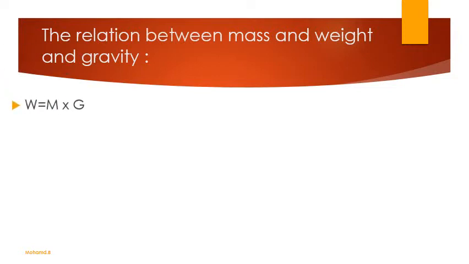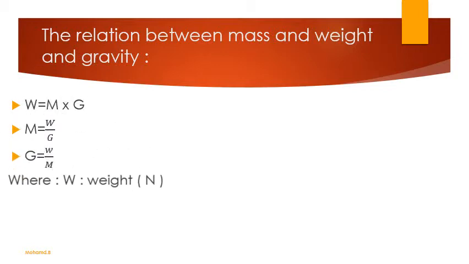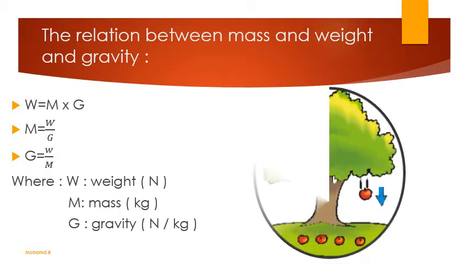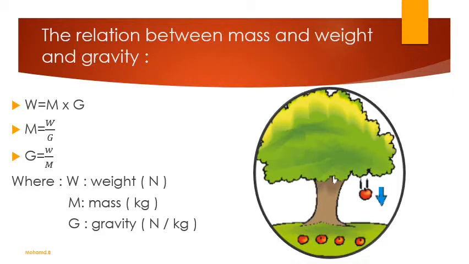Finally, we will deduce a relation between the mass and the weight and the gravity. Weight equals mass times gravity, while the mass equals weight over gravity, while gravity equals weight over mass, where W is the symbol of the weight, and the weight is expressed in Newton, and m is the symbol of mass, and the unit of mass is kilogram, and g is the symbol of gravity, and it is expressed in Newton per kilogram.